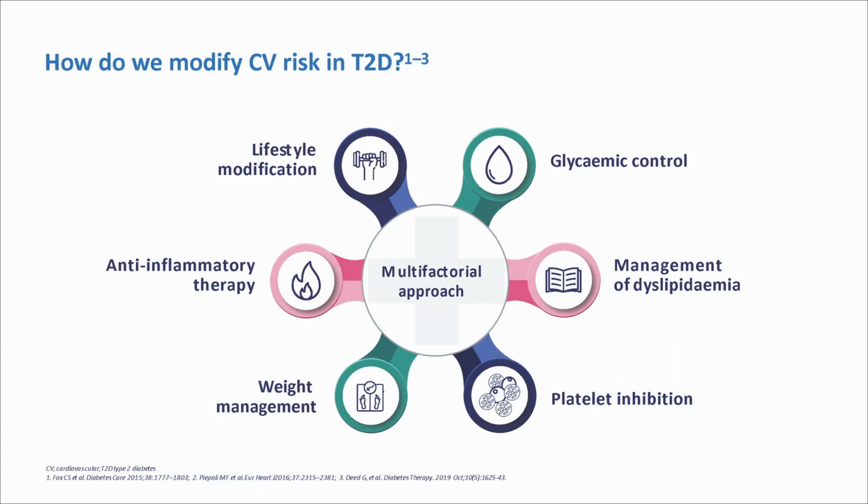So, how do we modify cardiovascular risk in type 2 diabetes? By lifestyle modification, glycemic control, management of dyslipidemia, platelet inhibition, weight management, and anti-inflammatory therapy.